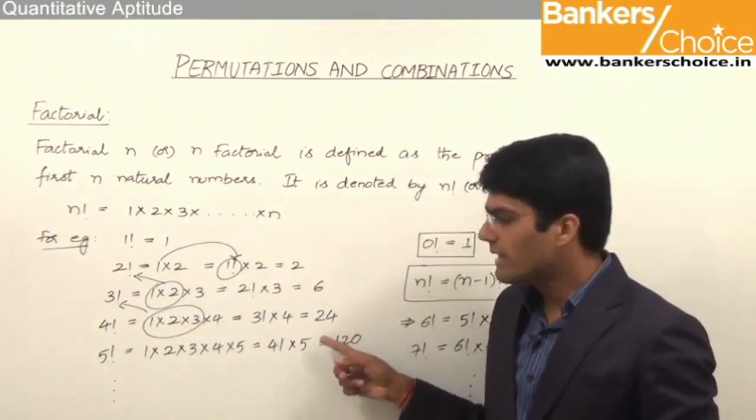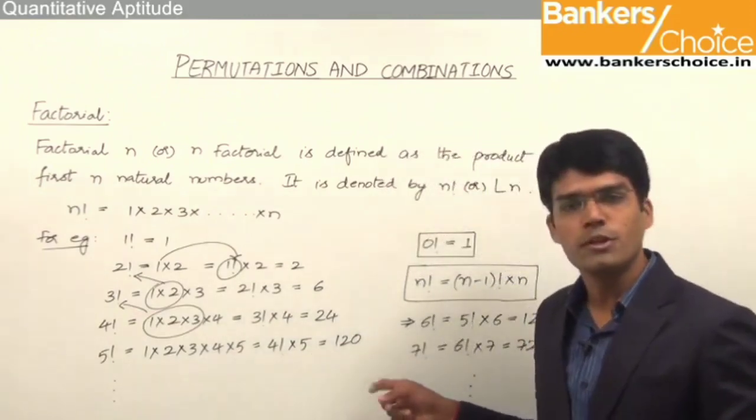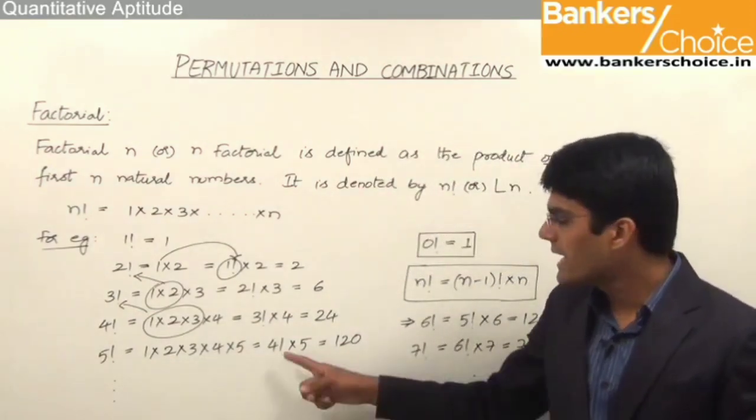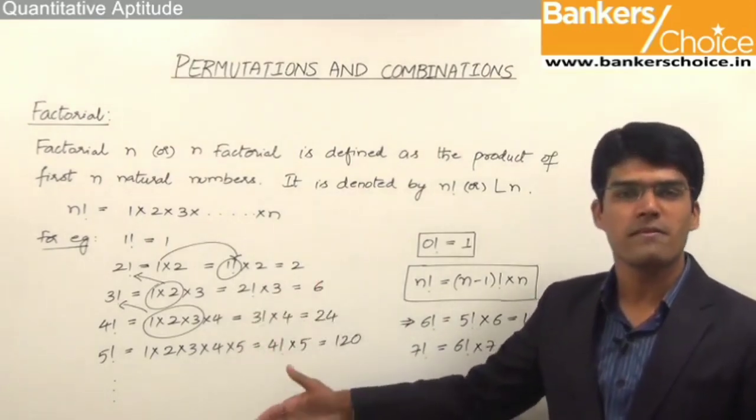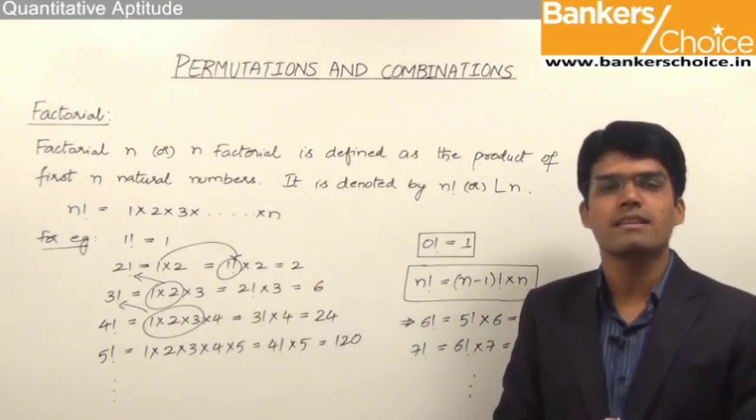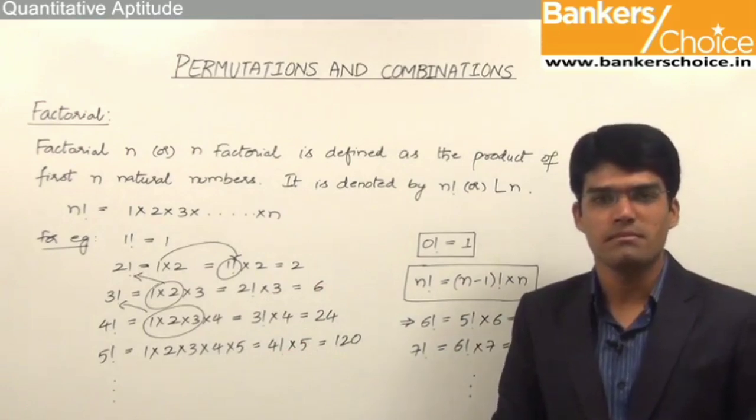That is 24. Likewise, 5 factorial is 1 into 2 into 3 into 4 into 5, which is 120. And that again can be taken as 4 factorial into 5. And so on, we can have 6 factorial, 7 factorial up to infinity. So factorial is nothing but the product of first n natural numbers.